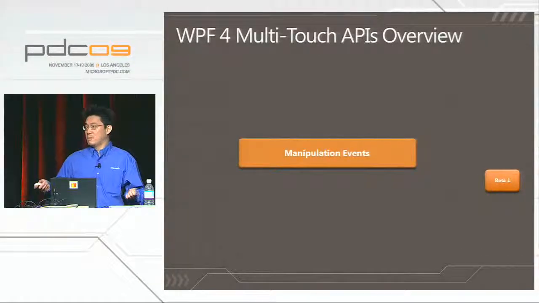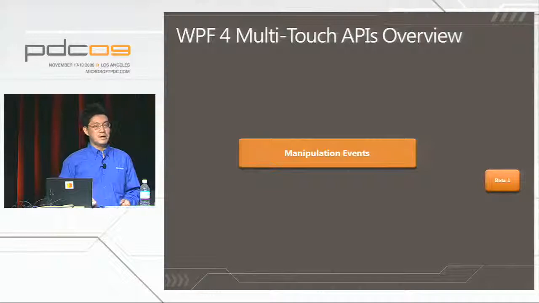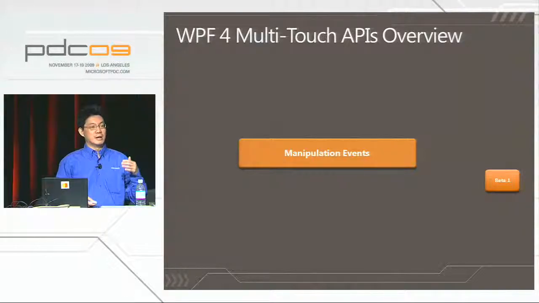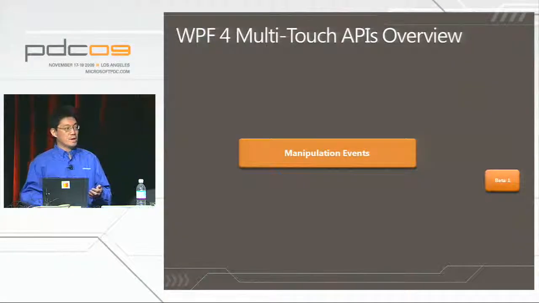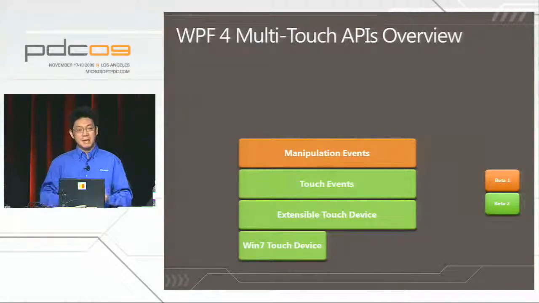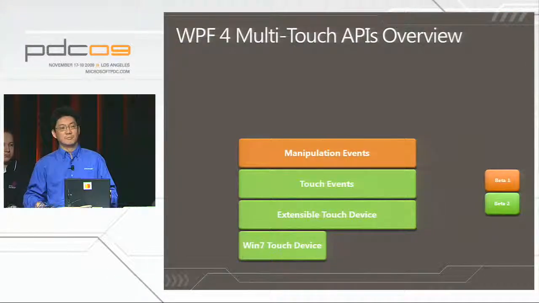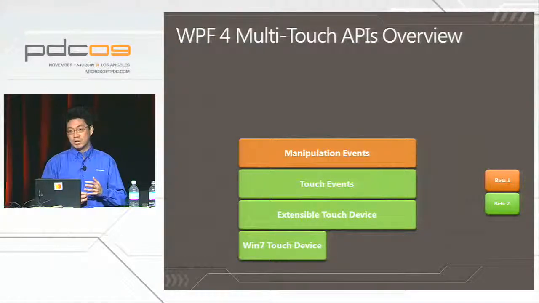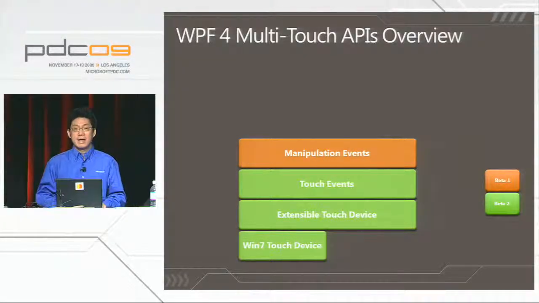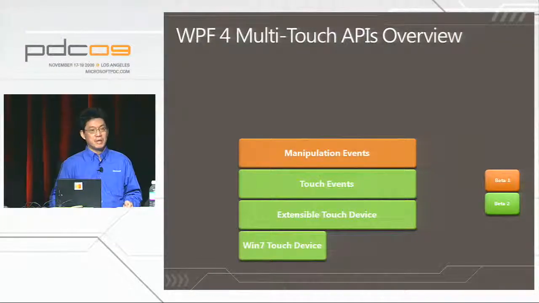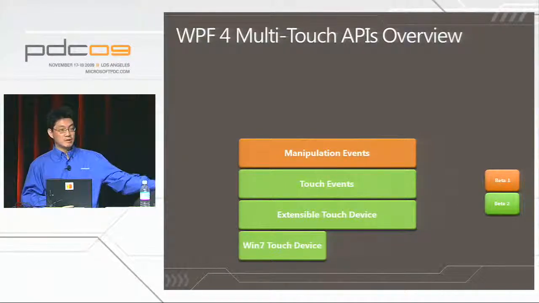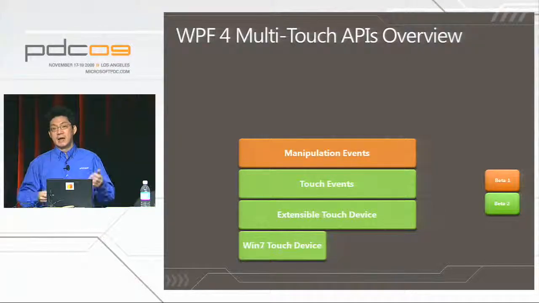And how many of you have picked up Beta 1 and looked at these APIs? So we've actually made quite a few changes in the APIs into Beta 2. So in Beta 2, we've basically completed the API set that's necessary to write custom controls with multi-touch. We've added the raw touch events that give you access to individual touch contacts. We've also added the extensible touch device infrastructure. This infrastructure allows us to support both Windows 7 devices and Surface devices. And this is an open API that other people can add to as well.